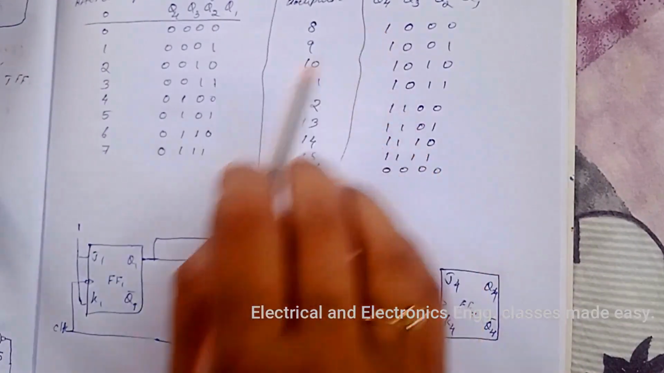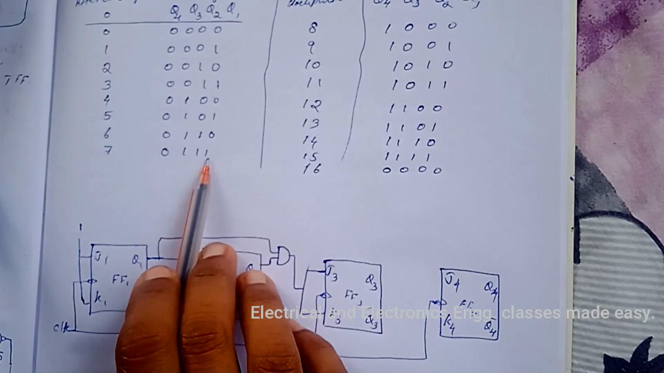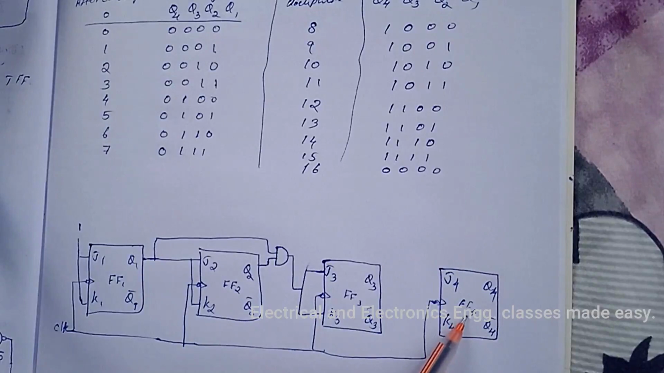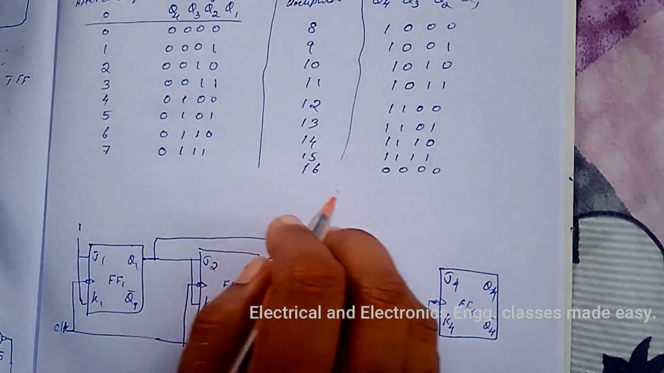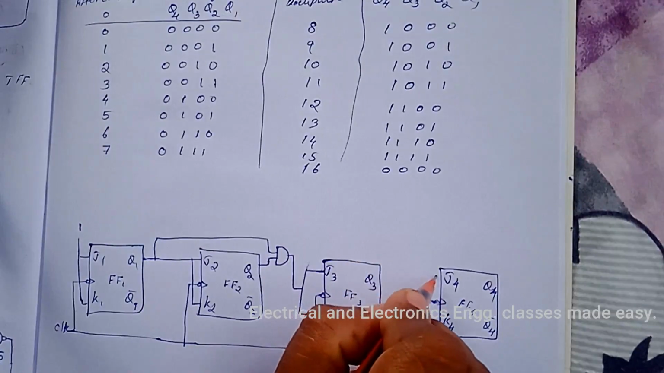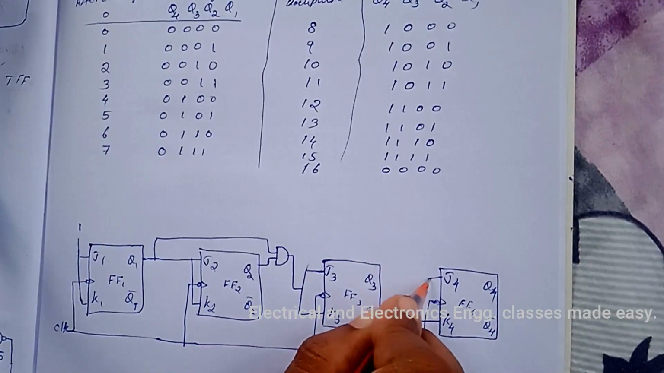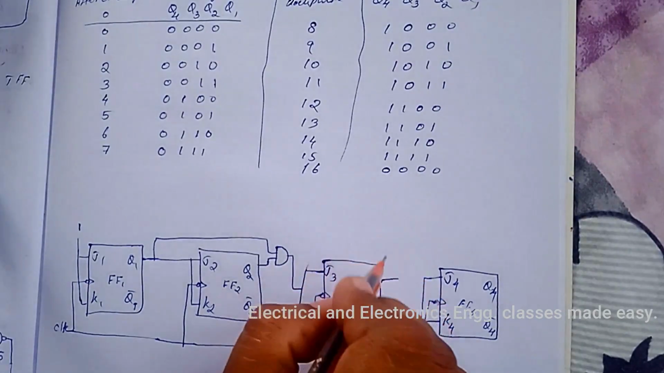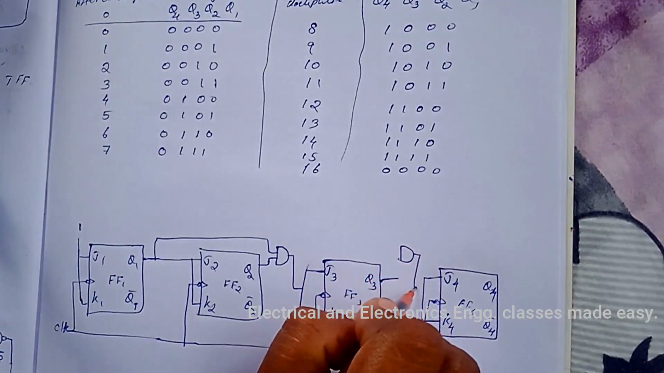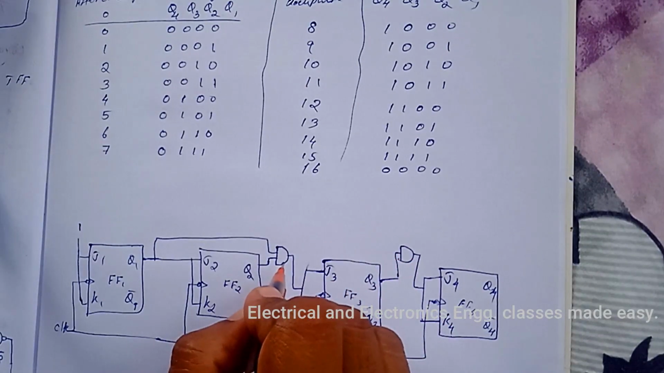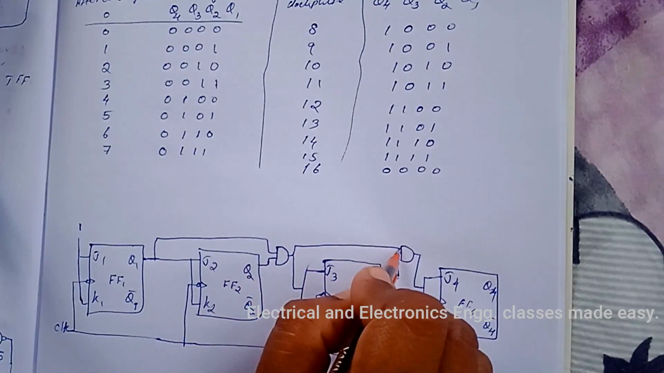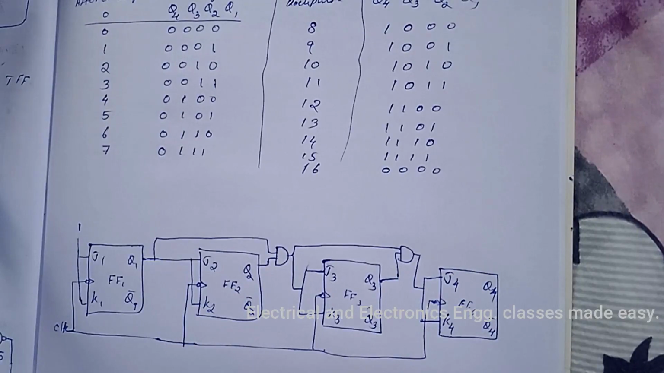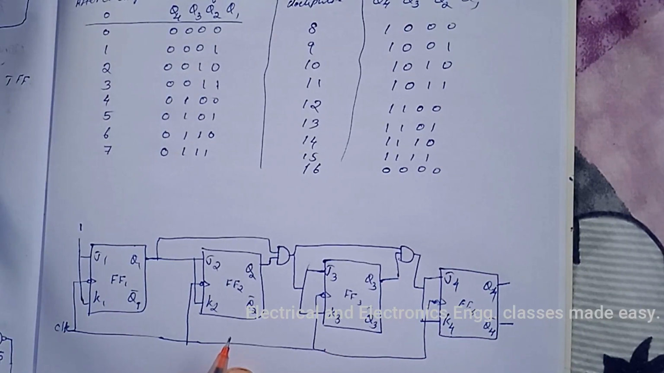So Q4 changes when Q3, Q2 and Q1 are equal to 1. That is, the fourth flip-flop toggles whenever Q1, Q2, Q3 equal to 1. So we can connect the J4 and K4 inputs to an AND gate whose inputs are Q3, Q2, Q1. So we can connect this output to the input of this AND gate. So this is the logic diagram for the 4-bit synchronous up counter.